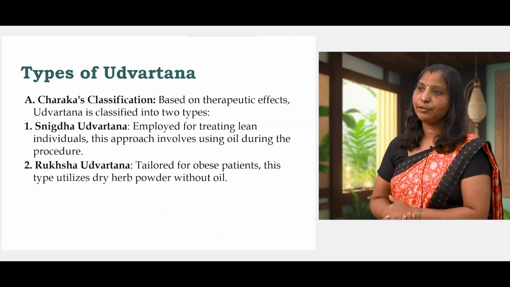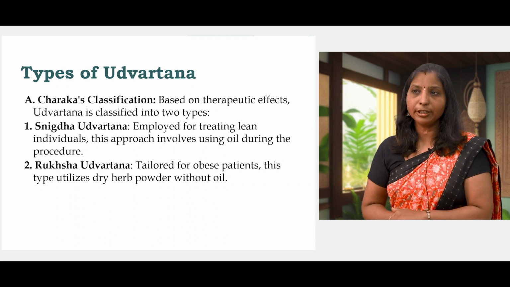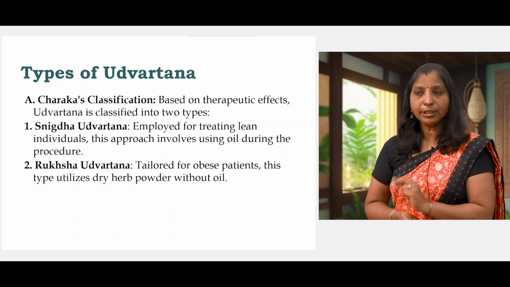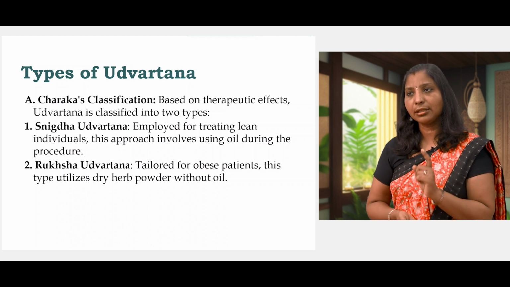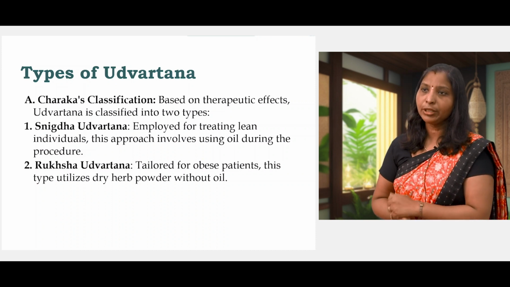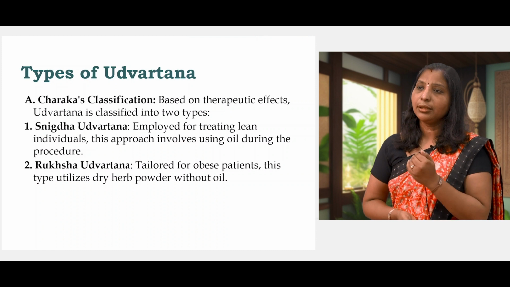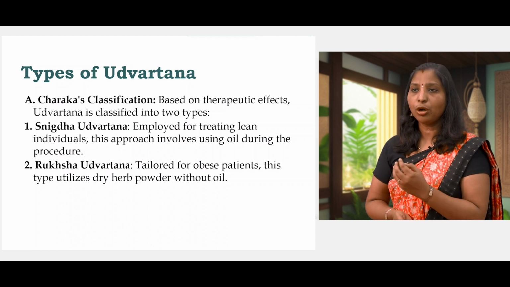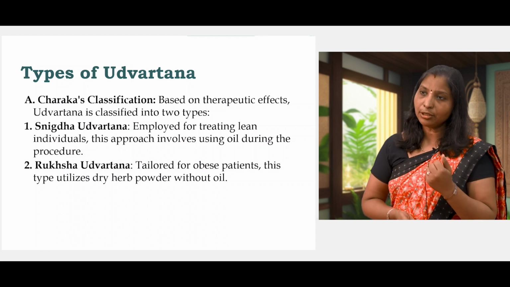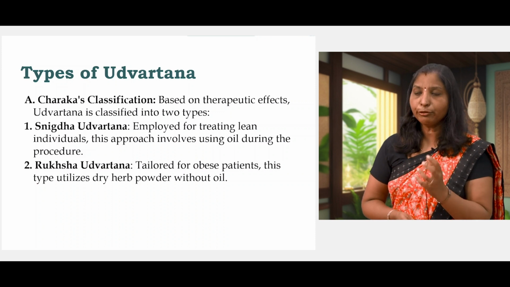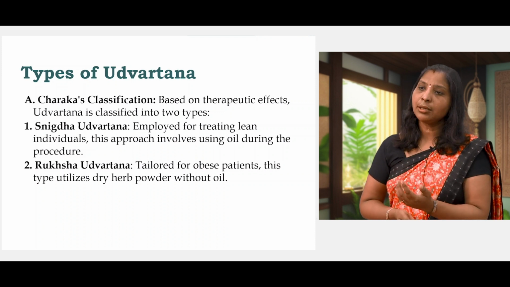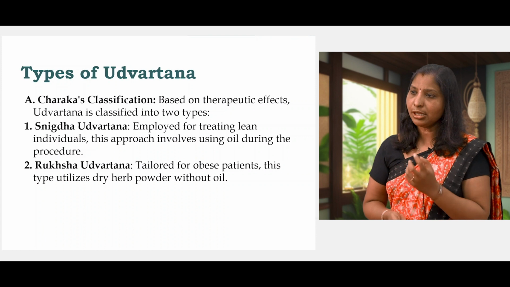In Charaka's classification, it is based on the therapeutic effect of Udvartana. It is classified into two types, that is Snigdha Udvartanam and Ruksha Udvartanam. Snigdha is employed for treating lean individuals. This approach involves using oil during the procedure, while the Ruksha Udvartanam is tailored for obese patients. This type utilizes dry herb powders without oil.